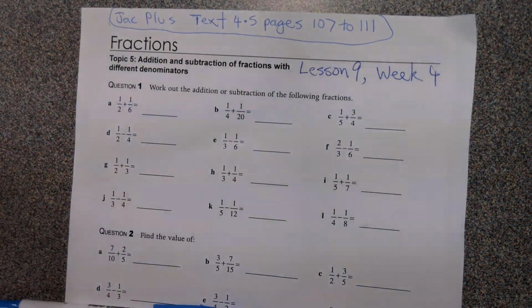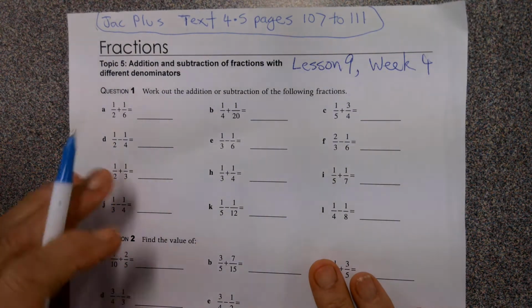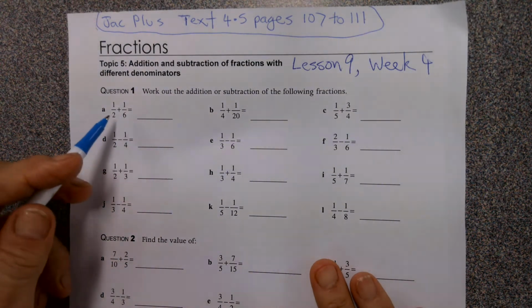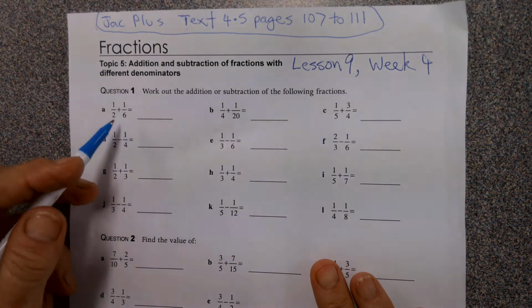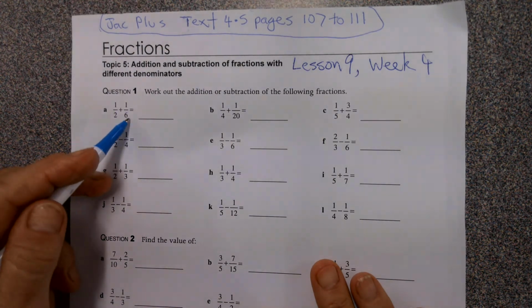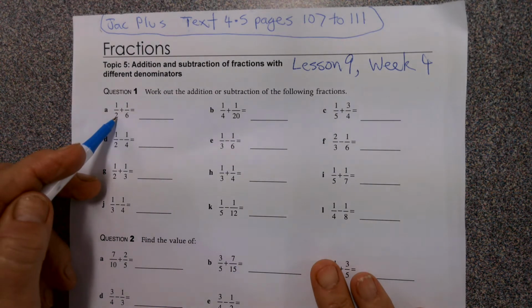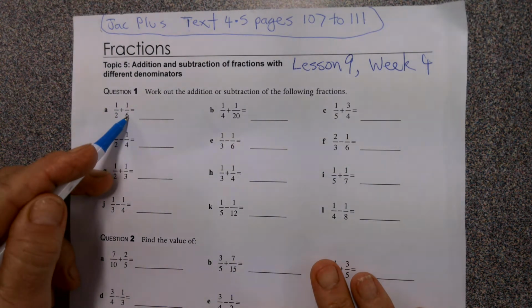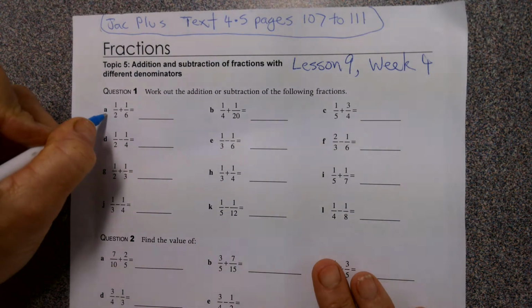Alright, so in question 1 it wants you to work out the addition or subtraction of the following fractions. So let's have a look at a few examples. Just remember they've got different denominators, so we're going to have to change the denominators so that they're the same number. So when you look at the first one in A, you've got denominators of 2 and 6. So first of all you look, can you multiply the smaller one by a number to get the larger number? And yes, we can. So we're going to multiply by 3.